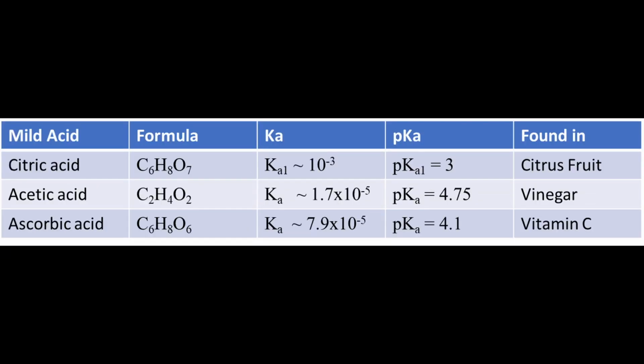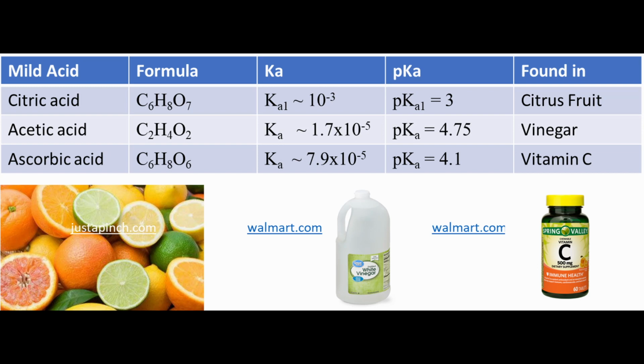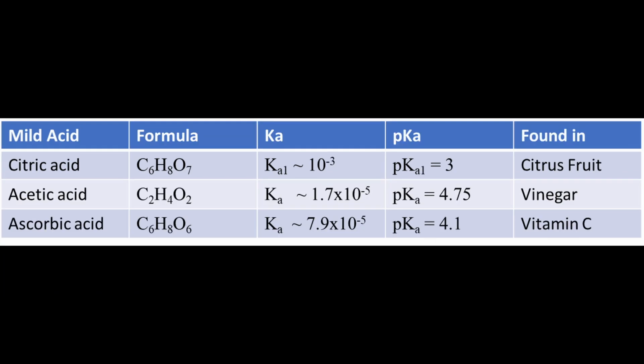Mild acids all have Ka values smaller than 10 to the -2 or pKa's greater than 2. Some common mild acids include citric acid, acetic acid, and ascorbic acid. Citric acid is found in orange juice, acetic acid is found in vinegar, and ascorbic acid is vitamin C. I list the Ka values and pKa values for these mild acids here.